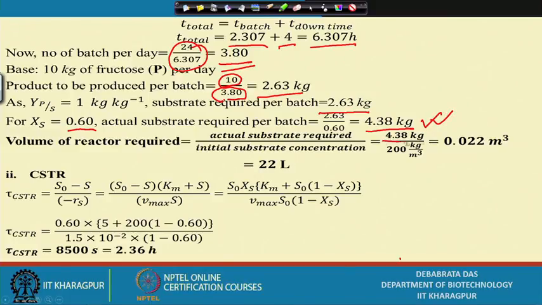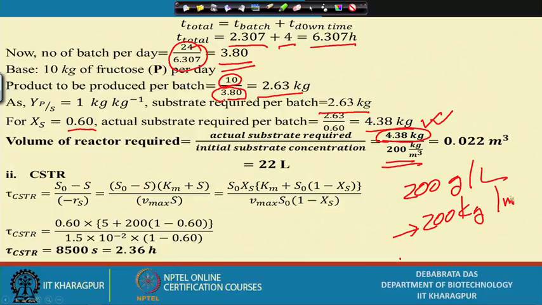Now, if you know how much glucose is required for the batch process, and this is the initial concentration of substrate. The concentration of substrate was 20 gram per liter, and this can be expressed as 20 kg per cubic meter. So, this is exactly what we have done, and this is coming at 0.022 cubic meter. So, the volume in the batch process is 22 liters.